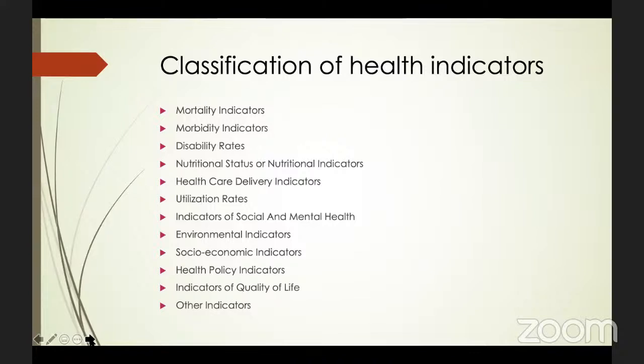There are classifications of the indicators. So there's quite a few, and each and every one of them is pretty extensive. So I'm just going to go through a few, but just to name them, it's mortality indicators, morbidity indicators, disability rates, nutritional status indicators, healthcare delivery indicators, utilization rates, indicators of social and mental health, environmental indicators, socioeconomic indicators, health policy indicators, and indicators of quality of life, and other indicators. Next slide, please.